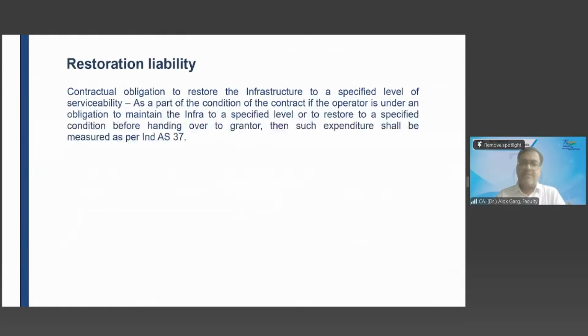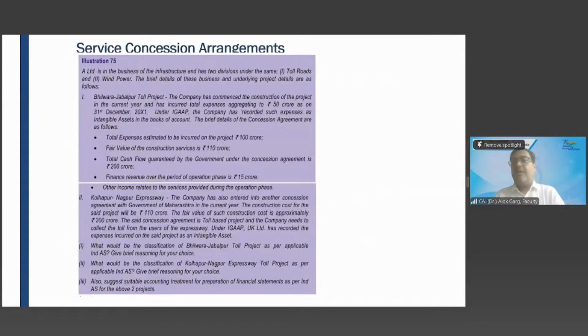Yes. So friends, illustration number 75 of ICAI study material. This is a complete question on service concession arrangement, and with the help of this question, we will be able to understand the complete accounting. A Limited is in the business of infrastructure and has two divisions under the same: toll roads and wind power.